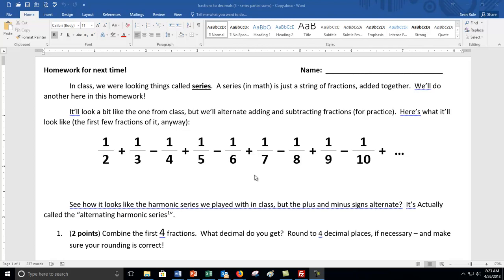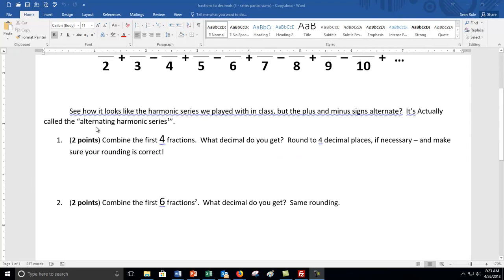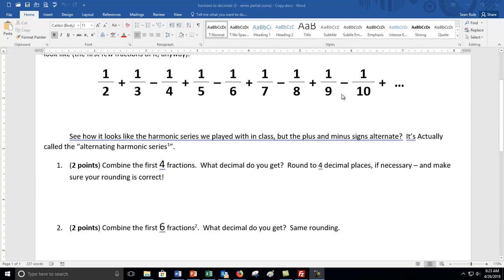Hey there, everybody. The purpose of this video is to get you some solutions to this little homework about changing fractions to decimals. It looks like we're adding a bunch of fractions together and then rounding off our final answer. So I'm going to go ahead and look at this first one, combine the first four.